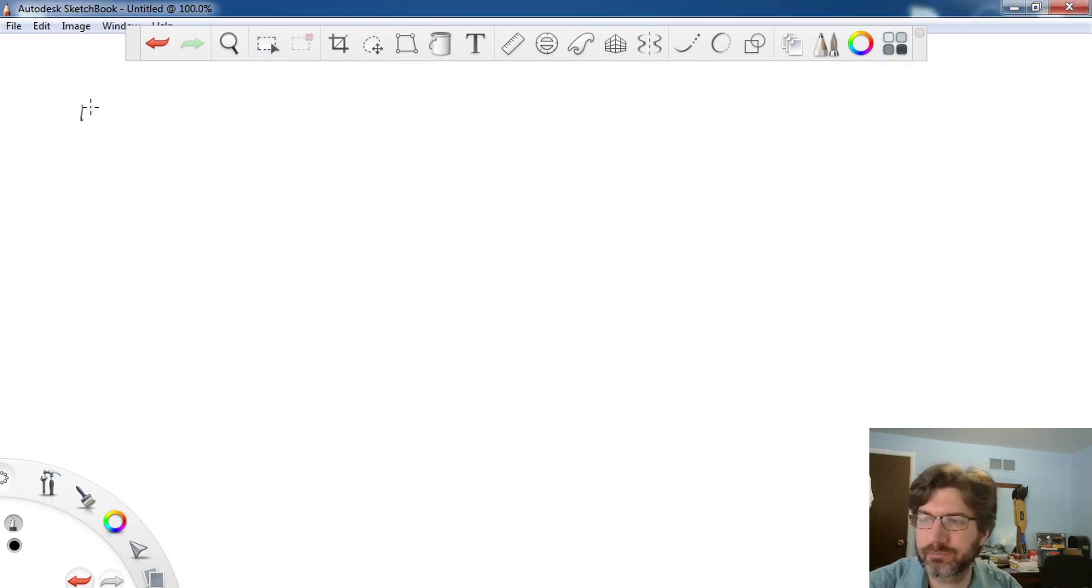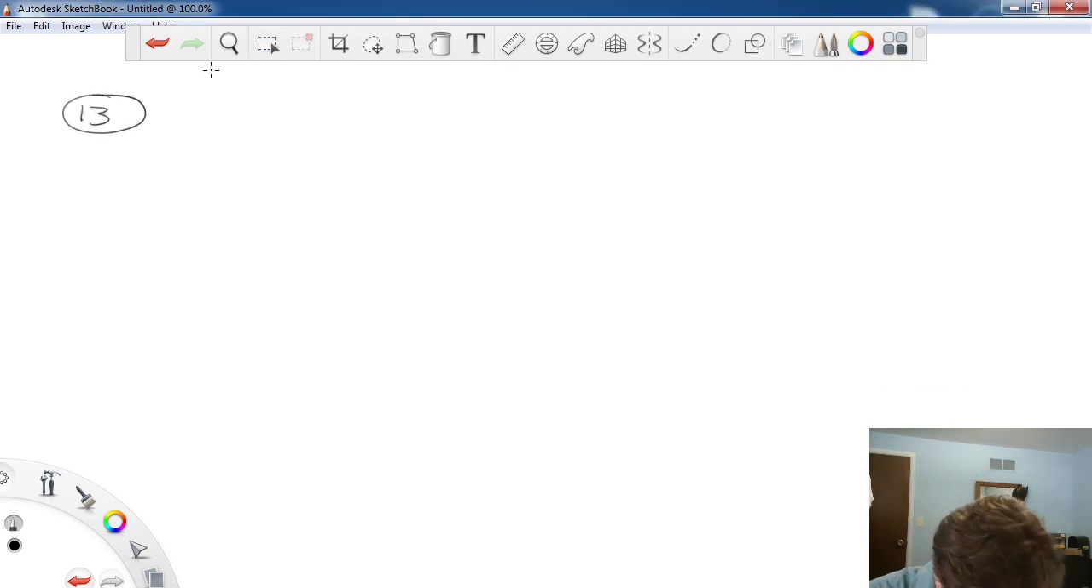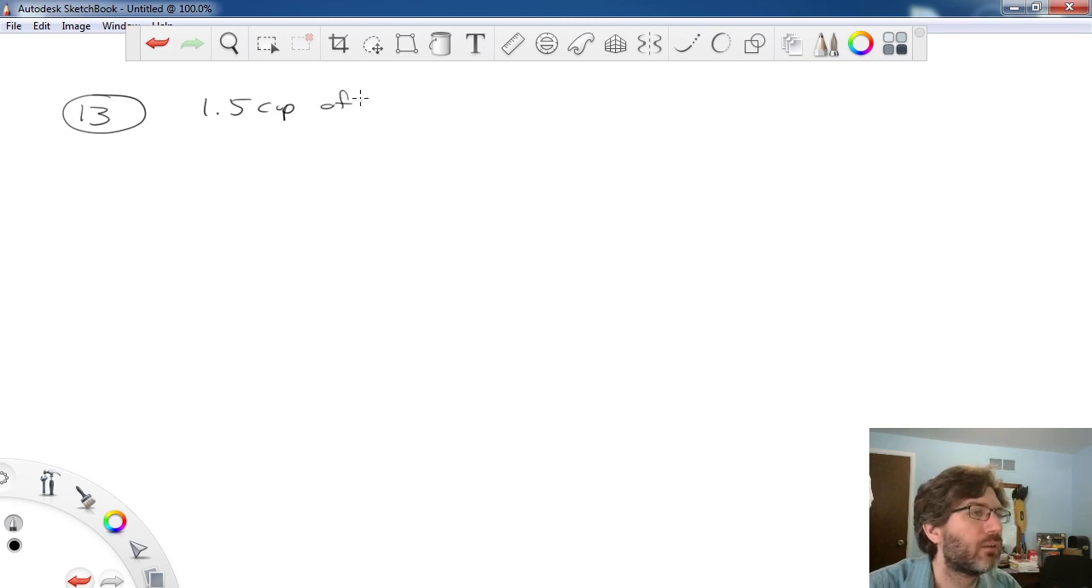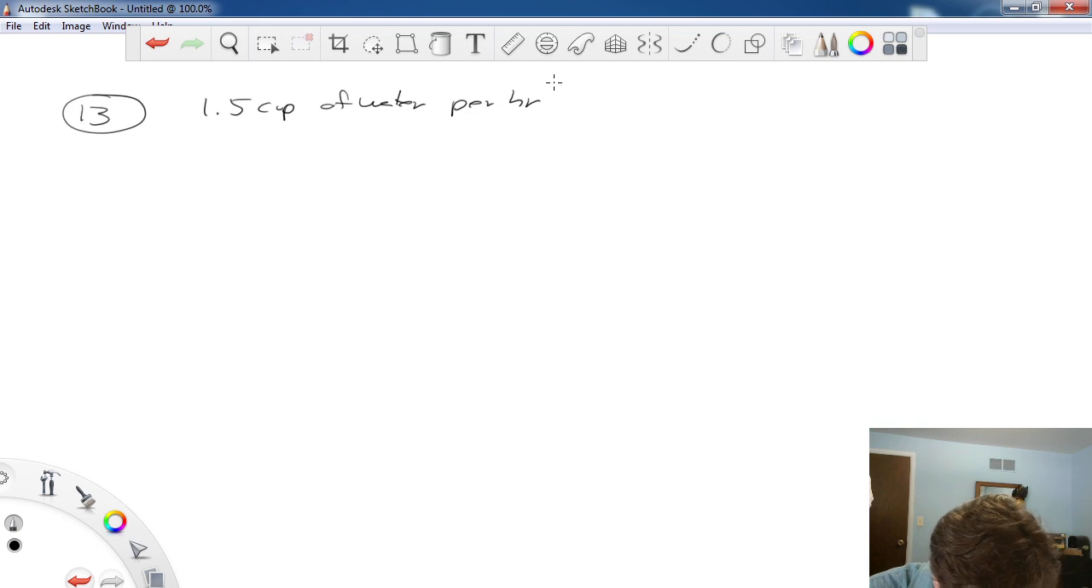Was it 13? 13 says leaking pipe loses 1.5 cups of water per hour. How many quarts of water does it lose in 1 week? Oh, this one is going to use some denominator stuff. Yes, good call. We'll work through this one.